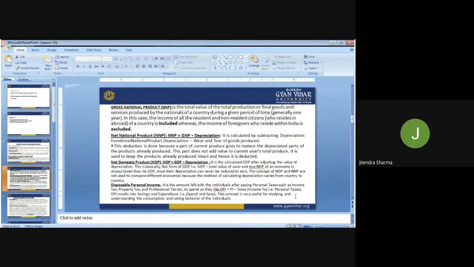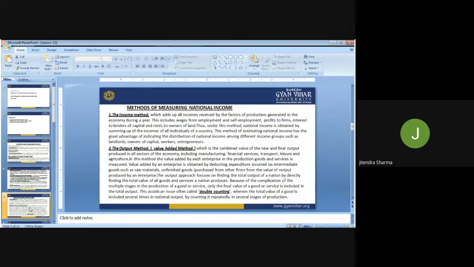Disposable personal income is just equal to personal income minus taxes. If we reduce the taxes they are supposed to pay, then whatever amount is left in the kitty of the individuals or the firms is what we call the disposable personal income, because that income, that earning, they can spend as per their wish. This concept is very useful for understanding the consumption and saving behavior of individuals.